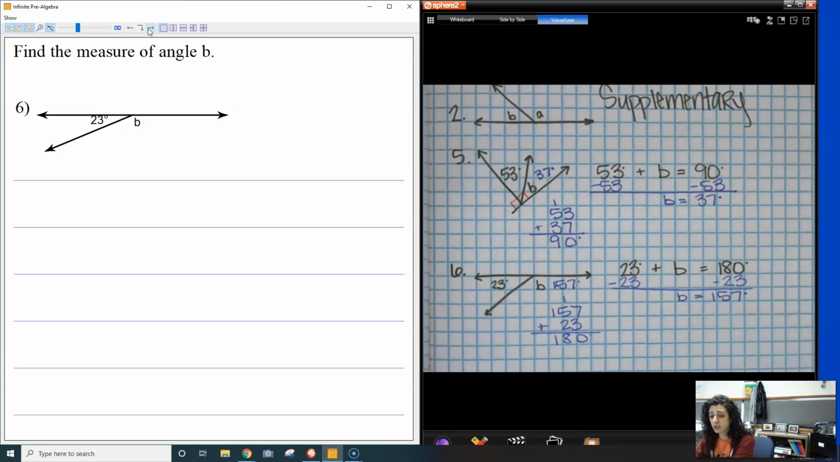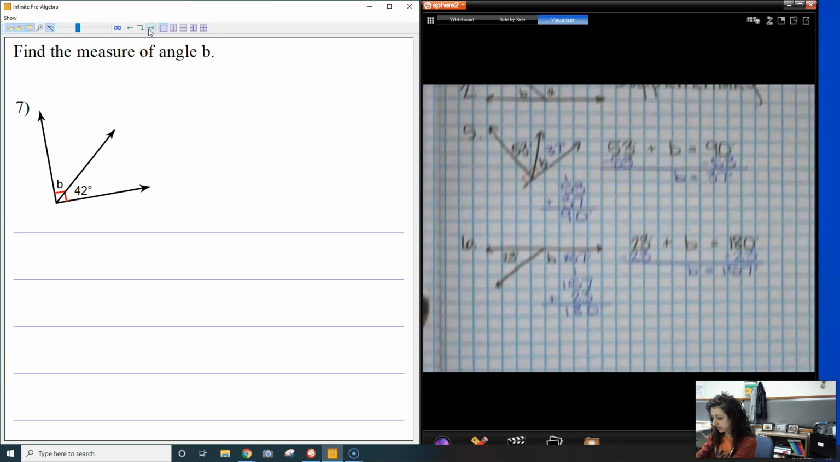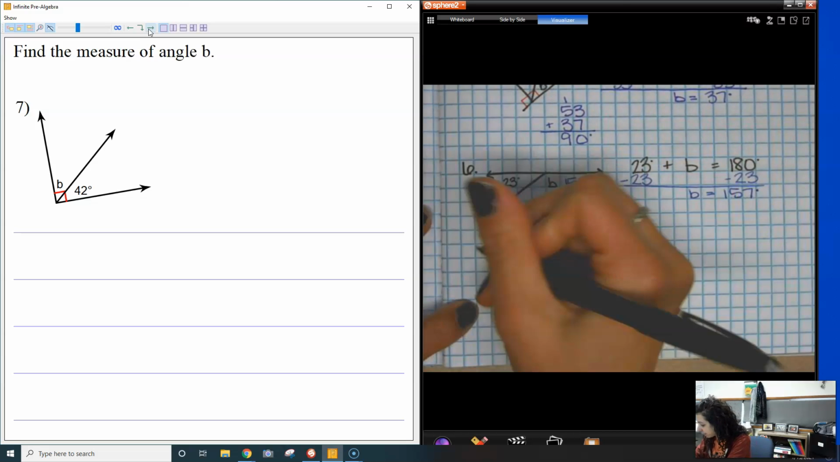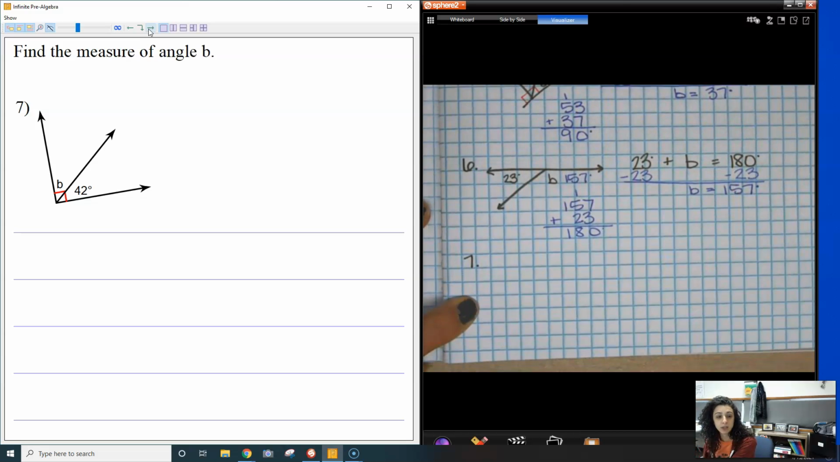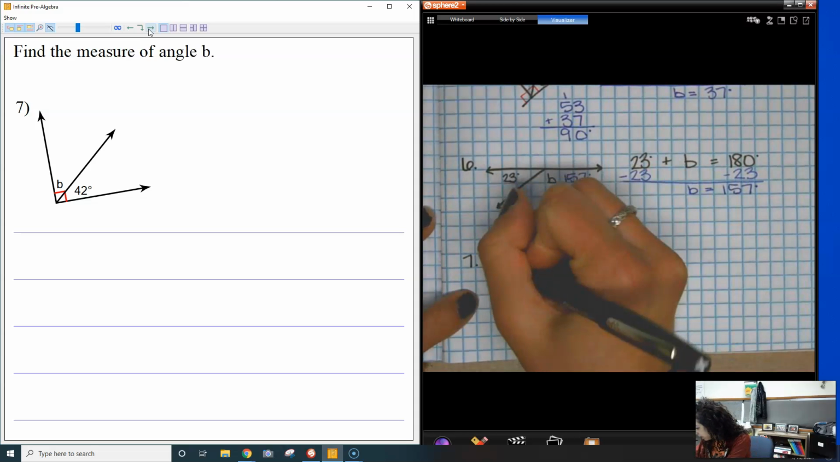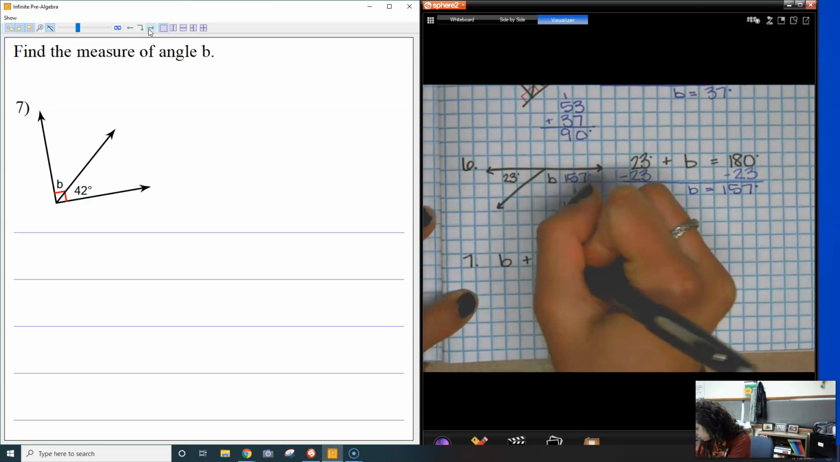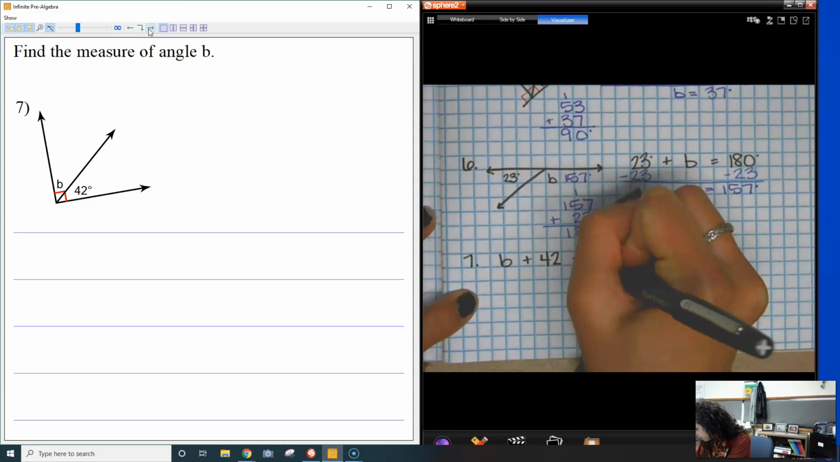However, as these equations get a little bit more complicated, it's always nice to have a strategy to fall back on. So this is the strategy I fall back on, is by writing the equations. All right, so number 7, instead of drawing the picture, because I have a couple examples with a picture, I'm just going to write the equation. So number 7 is a 90-degree angle, so that means b plus 42 equals 90.